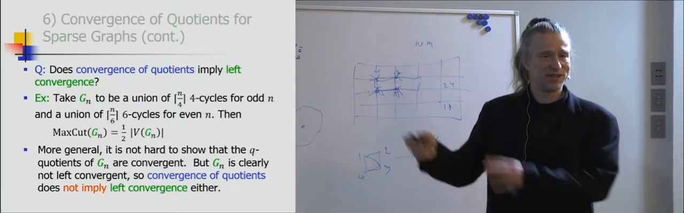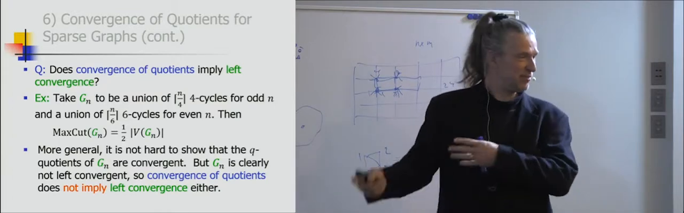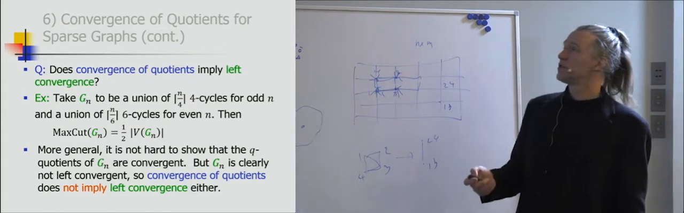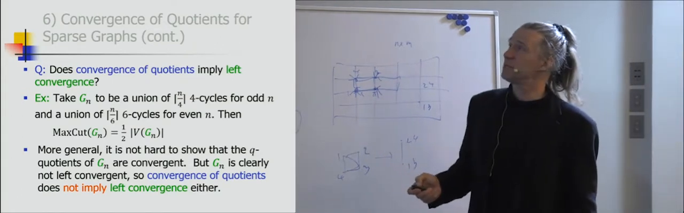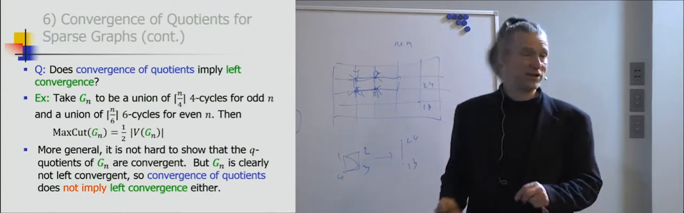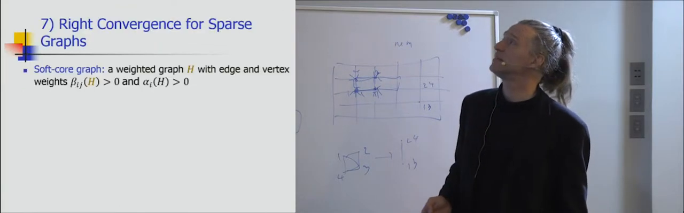Okay, I will not prove it formally for you, but anything you might think of testing there, you can immediately see, and I can actually prove it to you. So in other words, here we have something which is now the opposite. You have convergence of the quotients, but not left convergence. So neither implies the other, okay?